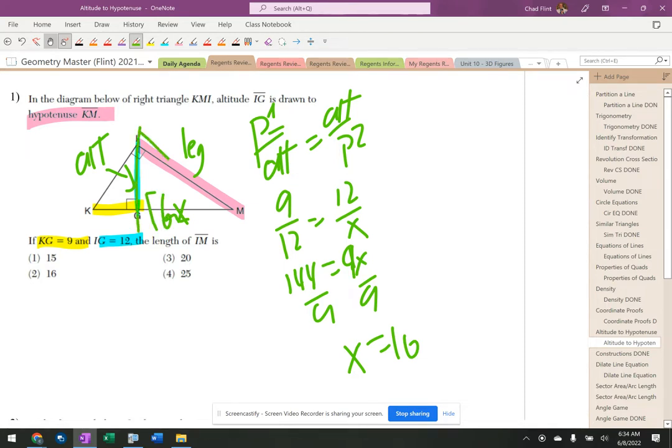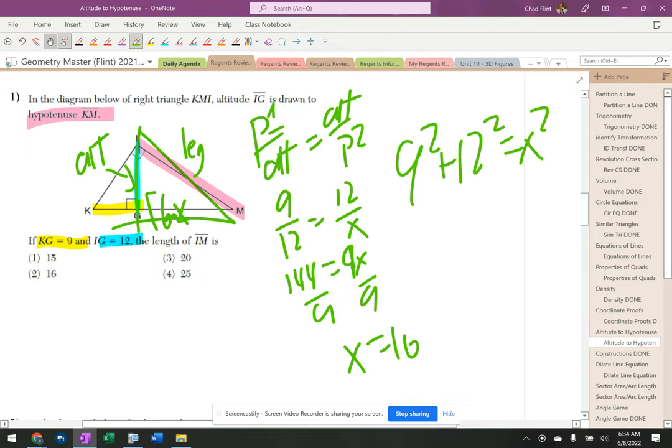Now I can do Pythagorean theorem there to get that, or I can do a second one of these. I'm just doing Pythagorean theorem. 9 squared, 12 squared, x squared. Oh, not 12, sorry. Don't do 9 squared, 12 squared. Think about what I'm doing here. 12 squared, 16 squared. 12, 16, and then that's the hypotenuse of that triangle.